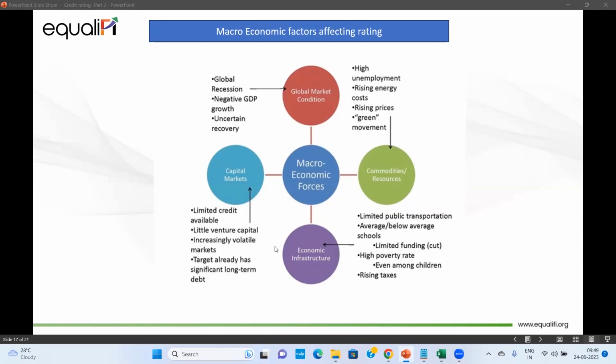Then in the capital markets, limited credit availability, little venture capital, increasingly volatile markets, target already has significant long-term debt. So even if the insurance company has got significant long-term debts, definitely it is going to affect the rating.